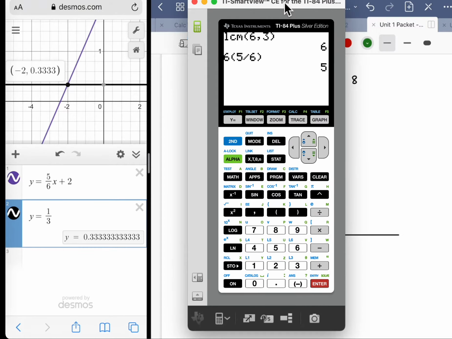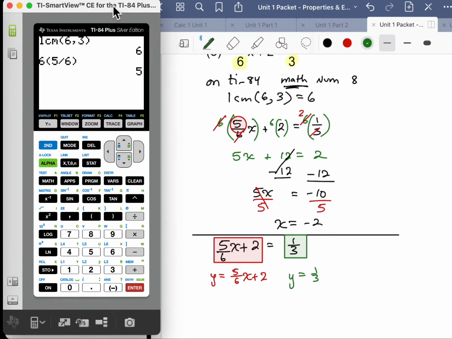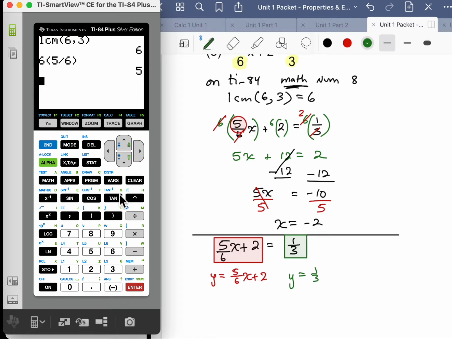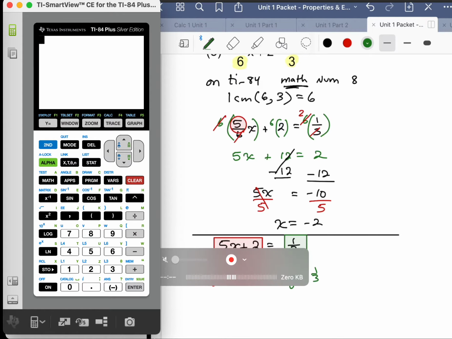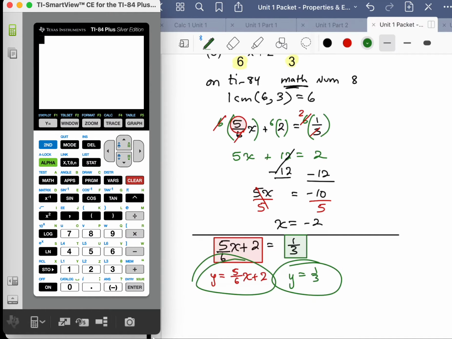Now, on the TI, I said yesterday that I'd show you how to do it on the TI. What you would do is very similar. So the first step here of identifying the original equation as two separate equations, you're going to do that same thing, except you're going to type in your equations into the y equals menu. So you go into y equals.